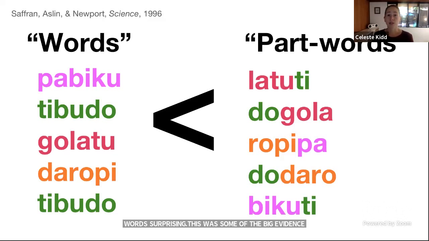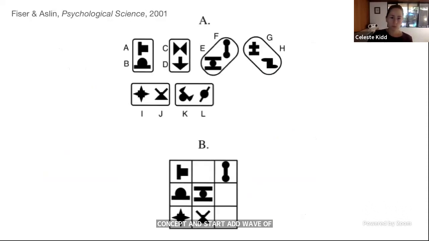And it started a wave of other experiments showing that it wasn't just in the domain of speech, that just tracking environmental statistics as they come in could be useful. So this was not just limited to the auditory domain.